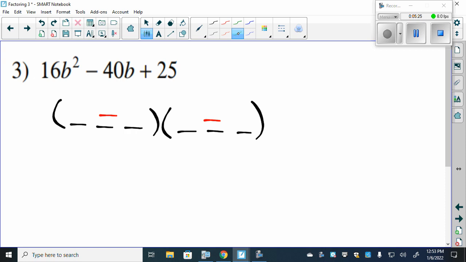Well, the first term is 16b squared. We know for certain that we will have b and b as the factors. And if we look at the factors of 16, we have 1 and 16, 2 and 8, 4 and 4. So which set of factors would we want to try first? Well, probably the 4 and 4, right? Because if we're wanting them to both be the same, we'll use 4 and 4.